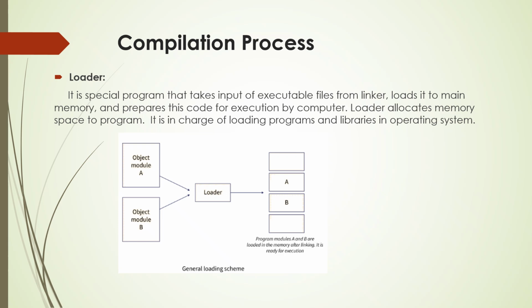In simple words, the compiler translates the program, the linker creates the executable file, and the loader places the executable file into memory so the processor can execute it. Without the loader, even a perfectly compiled program cannot run because the CPU can only execute programs that are present in the main memory. Let's understand this with a real-life example.